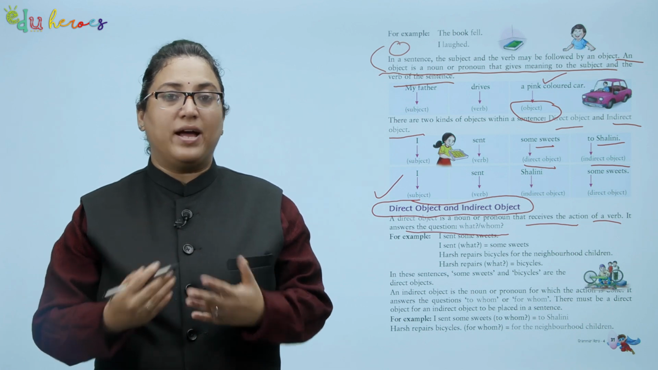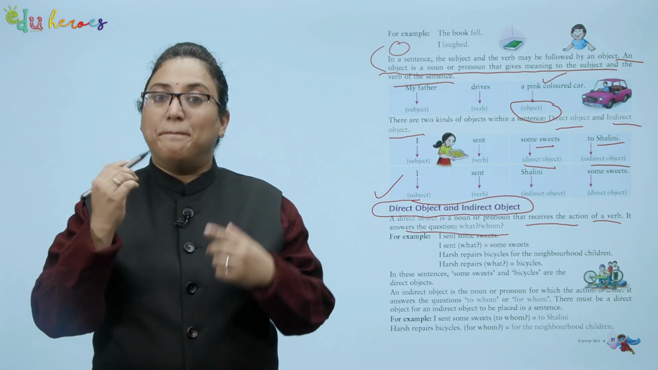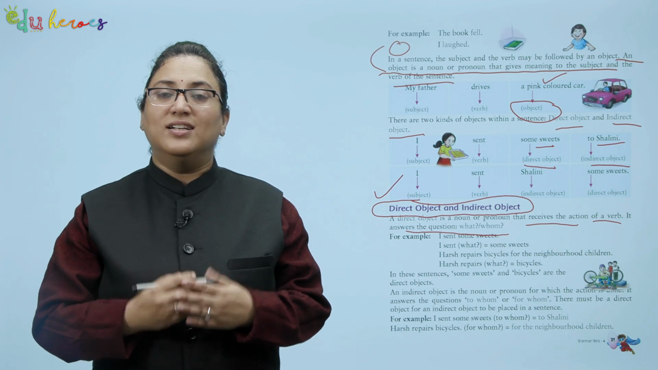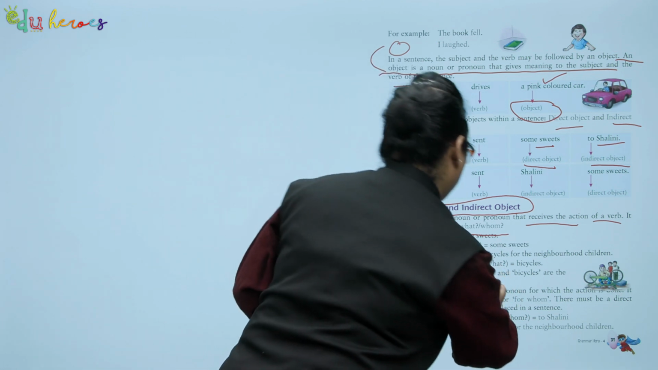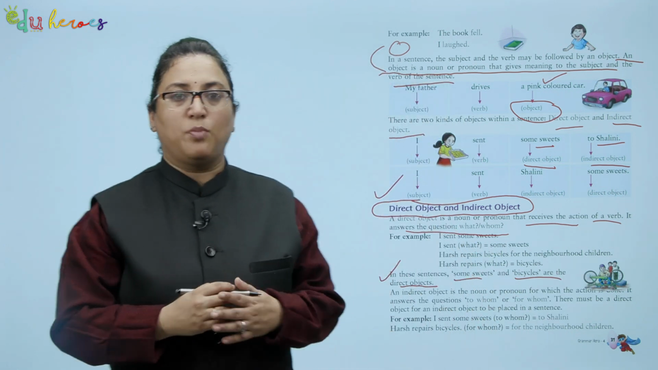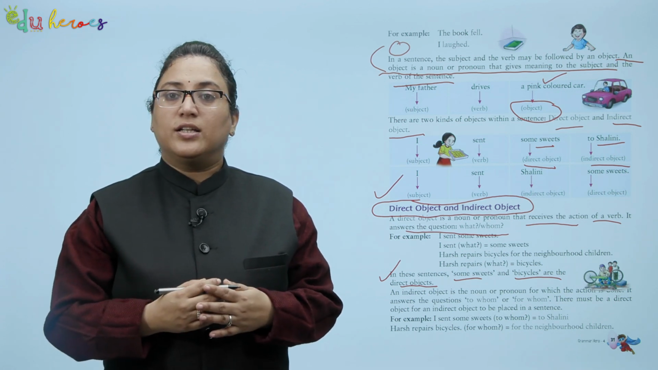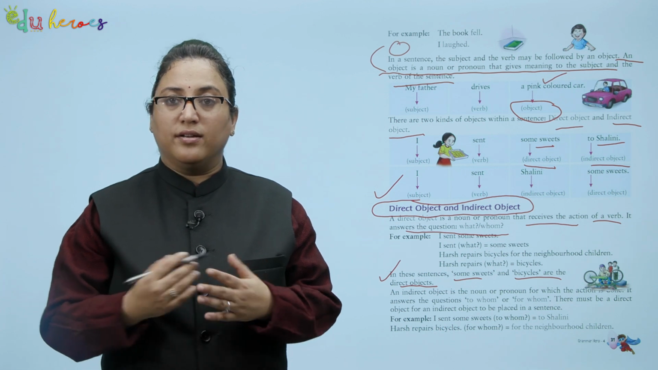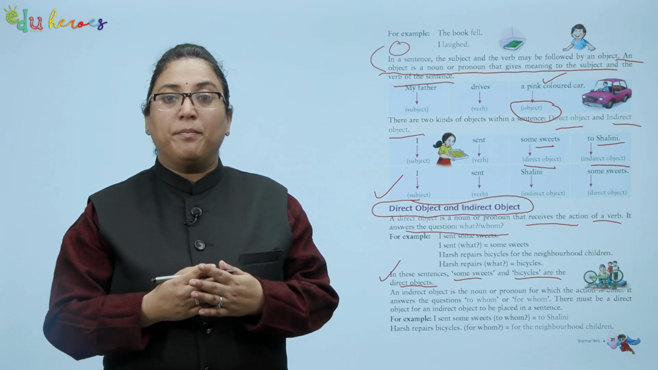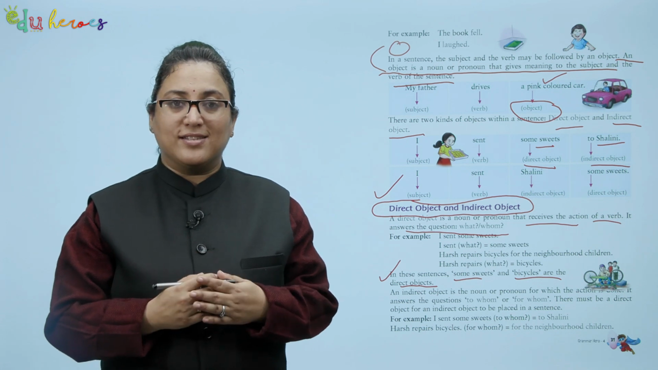Similarly, Harsh repairs bicycles for the neighborhood children. Harsh repairs what? Bicycles. In these sentences, some sweets and bicycles are the direct objects here because they are receiving direct response. An indirect object is the noun or pronoun for which the action is done. It answers the question to whom or for whom. There must be a direct object for an indirect object to be placed in a sentence.